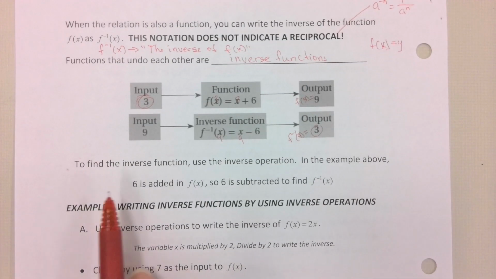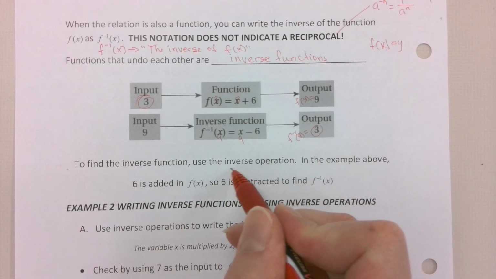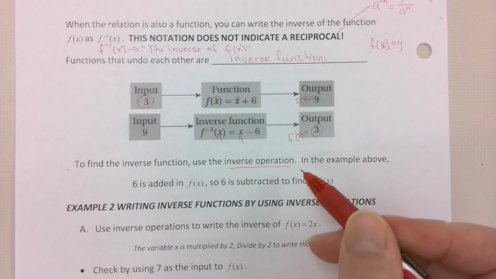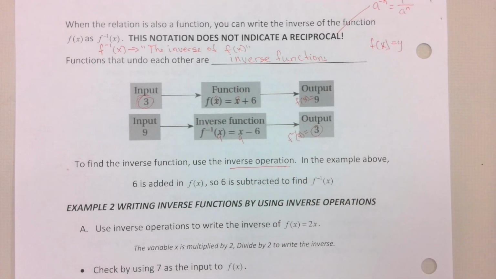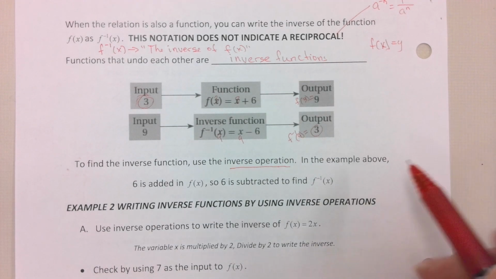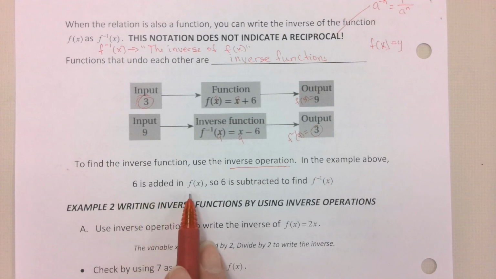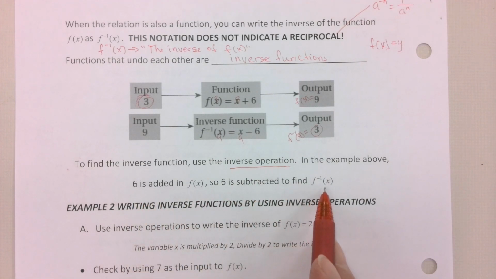All right, to find the inverse function, use inverse operations. This is something we've always done. When we solve an equation for x or for y, we are always using inverse operations. How do I get rid of addition? I subtract. How do I get rid of division? I multiply. So in the example above, 6 is added in f of x, so 6 is subtracted from f to the negative 1 of x.